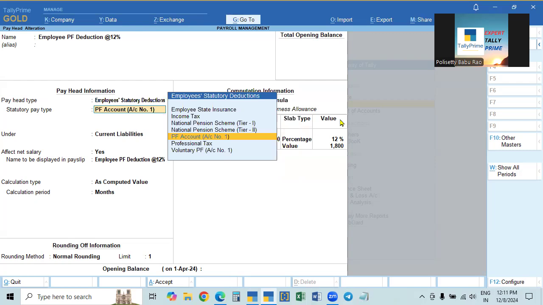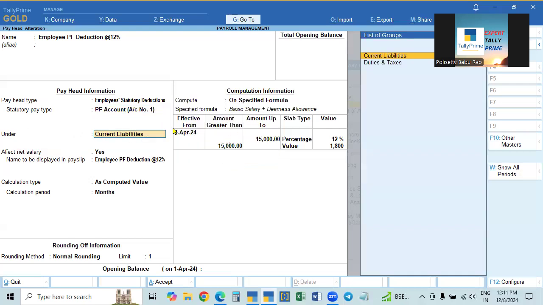And now it is provident fund. It is to be deposited in the provident fund account number 1. That is, the amount is deposited by the employer in this account. That is the statutory type. Okay, then come down. So here, this is deducted from the employee, and here is given duties and tax. Some people, yesterday I saw one thing, it is taken as duties and tax.